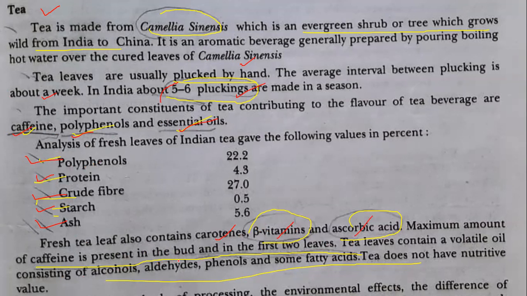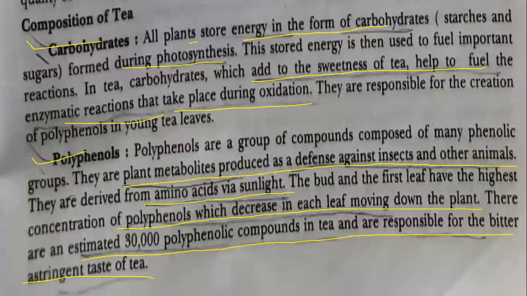Maximum amount of caffeine is present in the bud and the first two leaves. Tea leaves contain a volatile oil consisting of alcohol, aldehyde, phenol, and some fatty acids. Tea does not have nutritive value. Remember this. Tea does not have nutritive value.